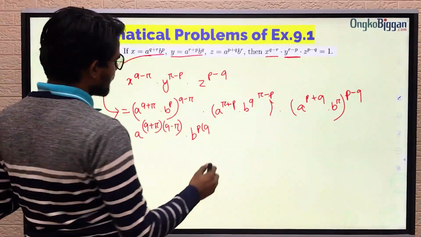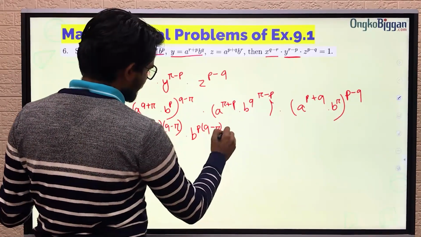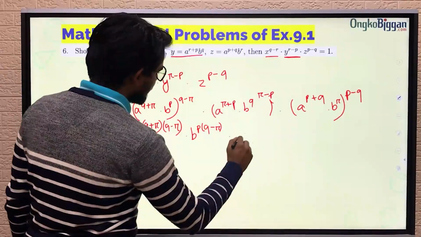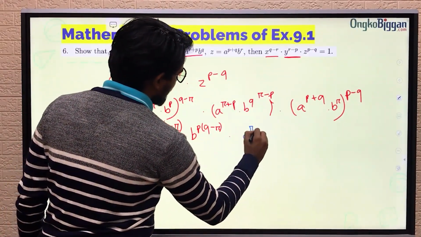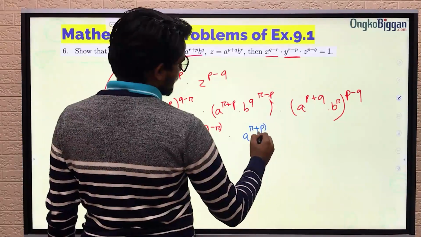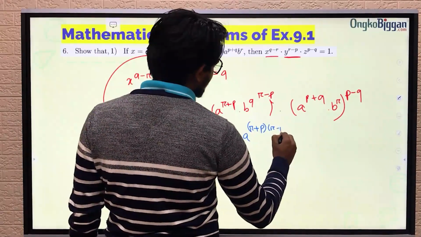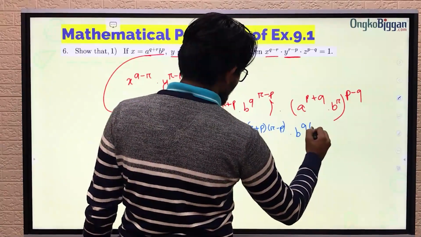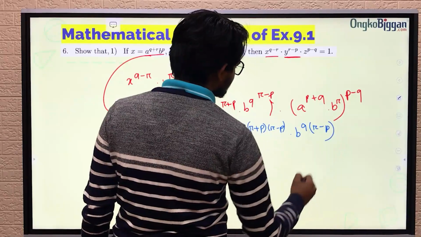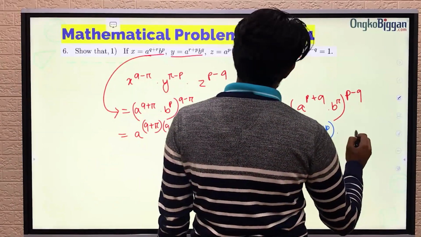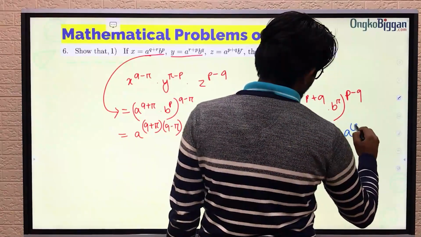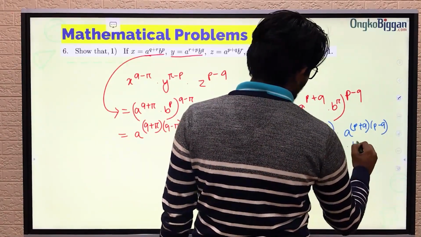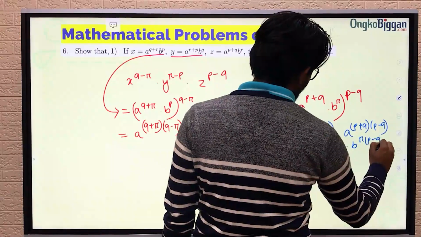So we're going to multiply this by q minus r, and for the sake of beautification I'm going to change the color of the pen again. That is a to the power r plus p into r minus p dot b to the power q into r minus p. Similarly, I can write the third term as a to the power p plus q into p minus q dot b to the power r into p minus q.